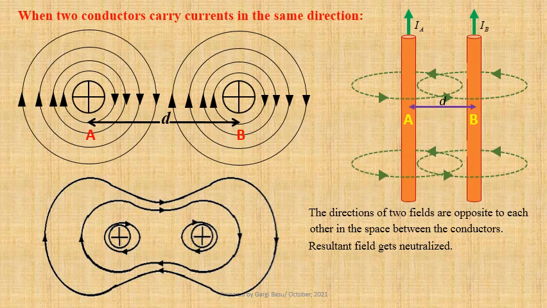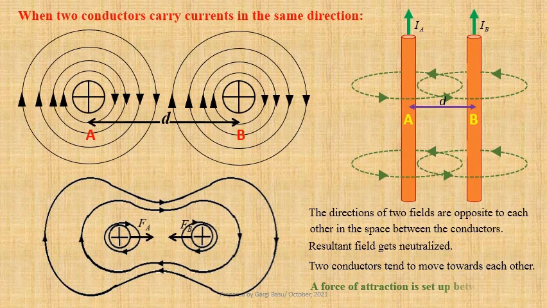The flux lines have a tendency to shorten themselves. Thus, the two conductors tend to move towards each other. That is, a force of attraction is set up between them.